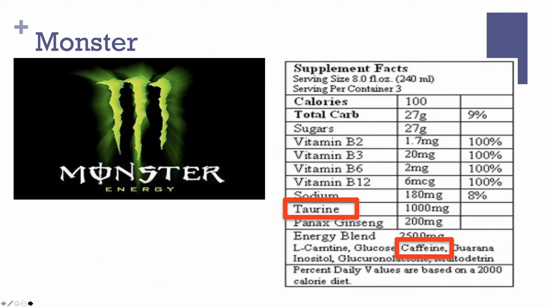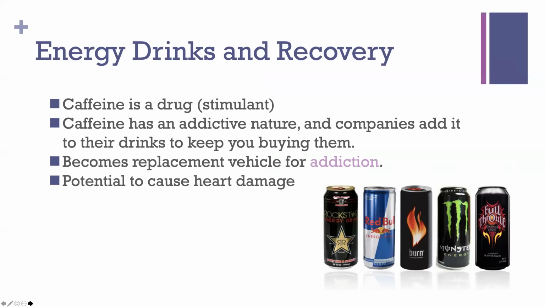Taurine and caffeine. Now, energy drinks and recovery. Caffeine is a stimulant. Caffeine has an addictive nature, and companies add it to their drinks to keep you buying them. It's not that you can't have caffeine, you just have to have a moderate amount of caffeine. It becomes a replacement vehicle for addiction, a potential cause of heart damage.